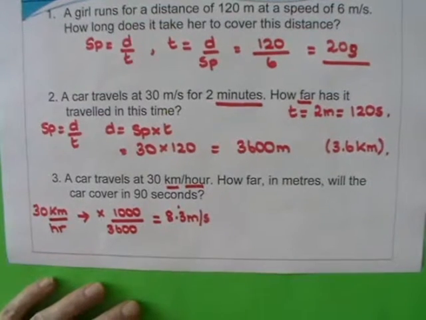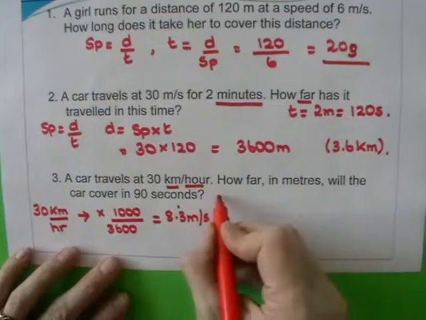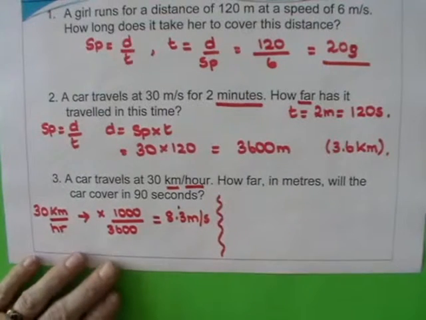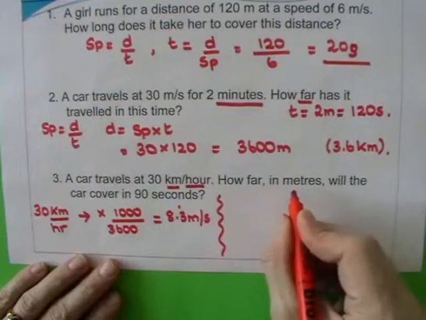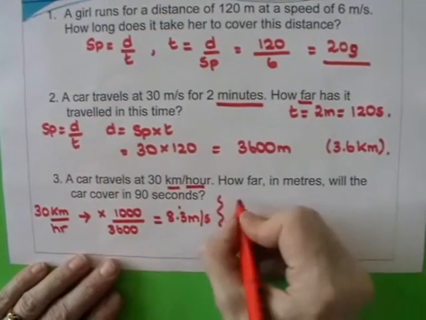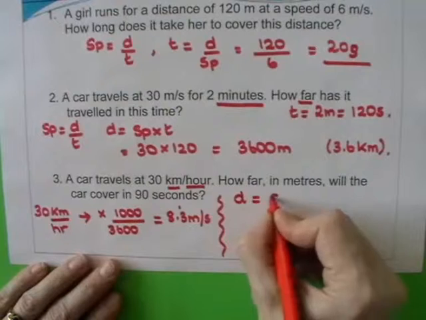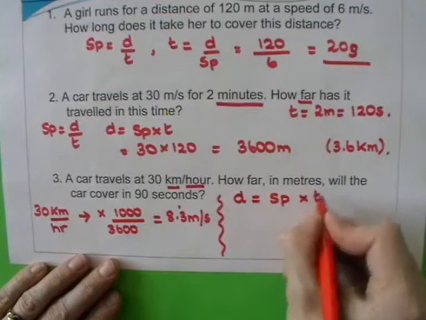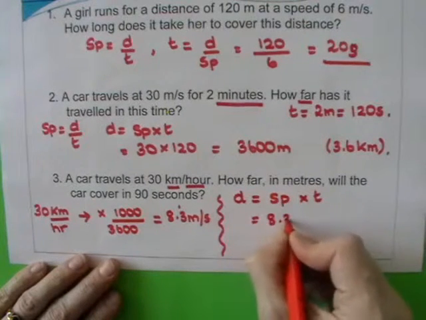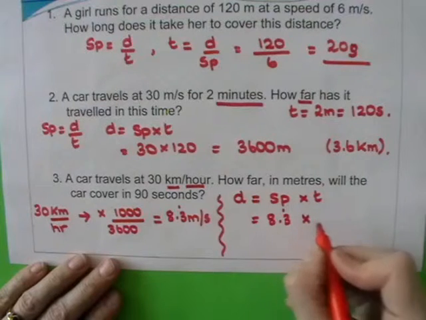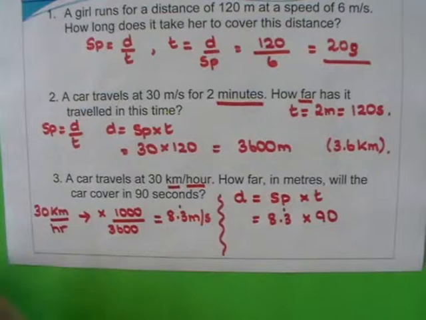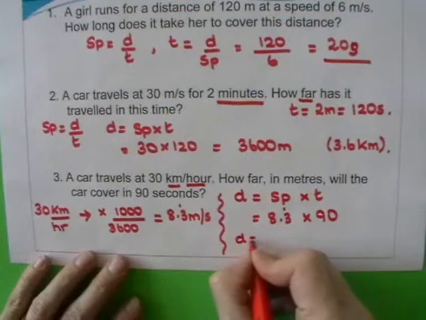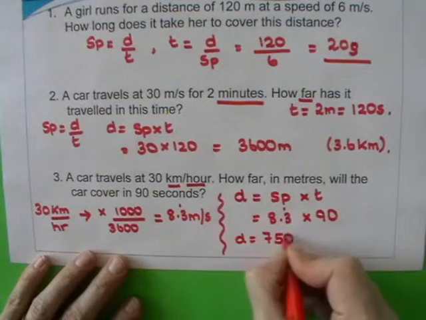So now we're ready to start the actual sum. So I'll just put a wee line down there. So the sum itself is that we're looking for a distance. And if you just see up here, I've rearranged it just to save space. I'll write it down. Distance is speed by time. The speed is 8.3 repeated, multiplied by the time, which is 90 seconds. So if we multiply that by 90, we get an answer of 750 metres.